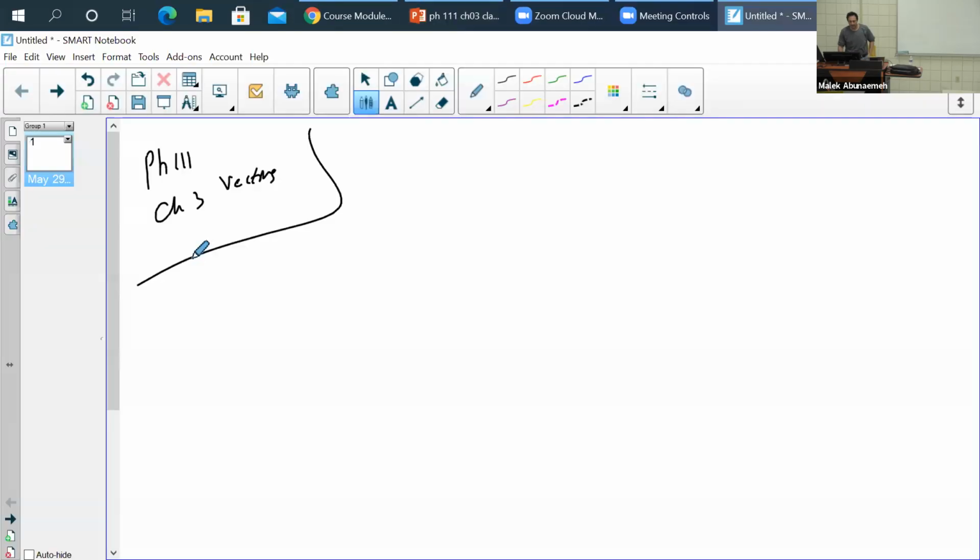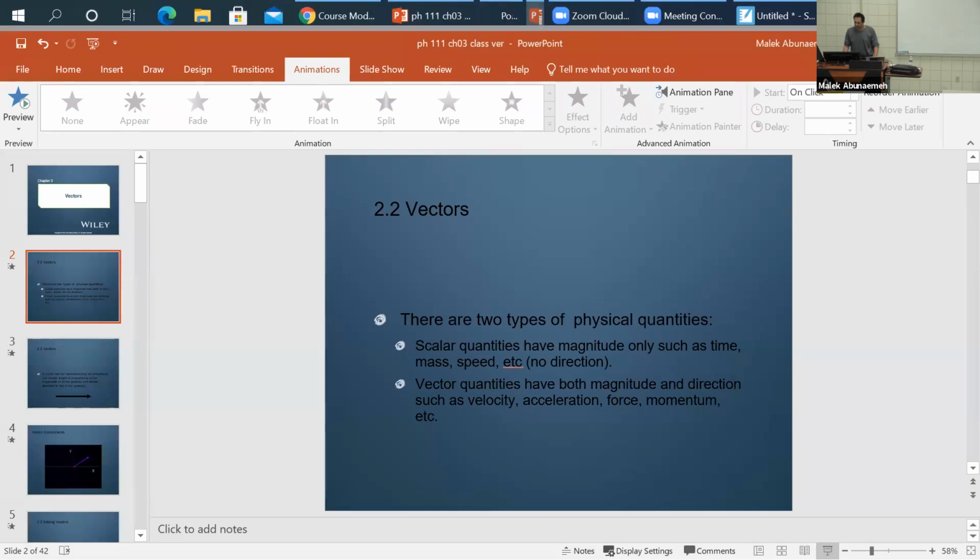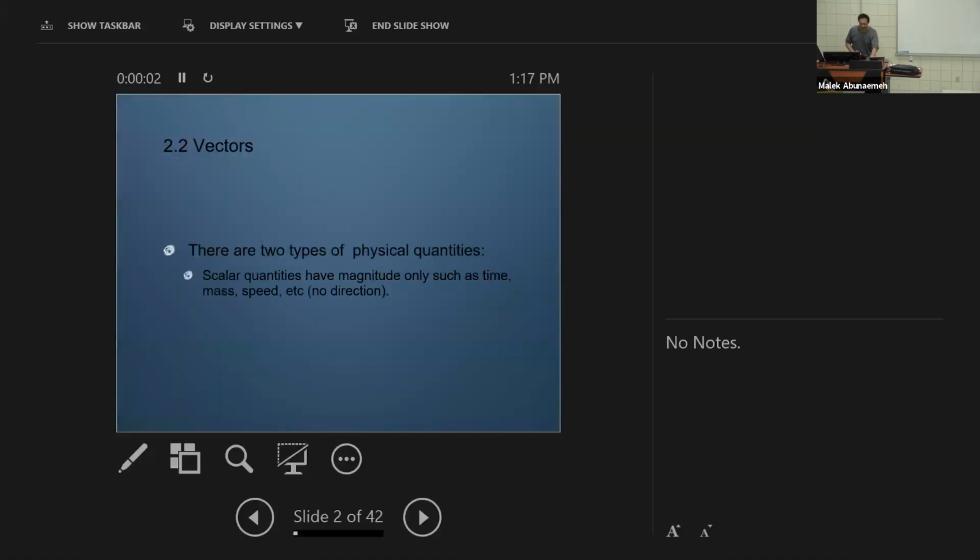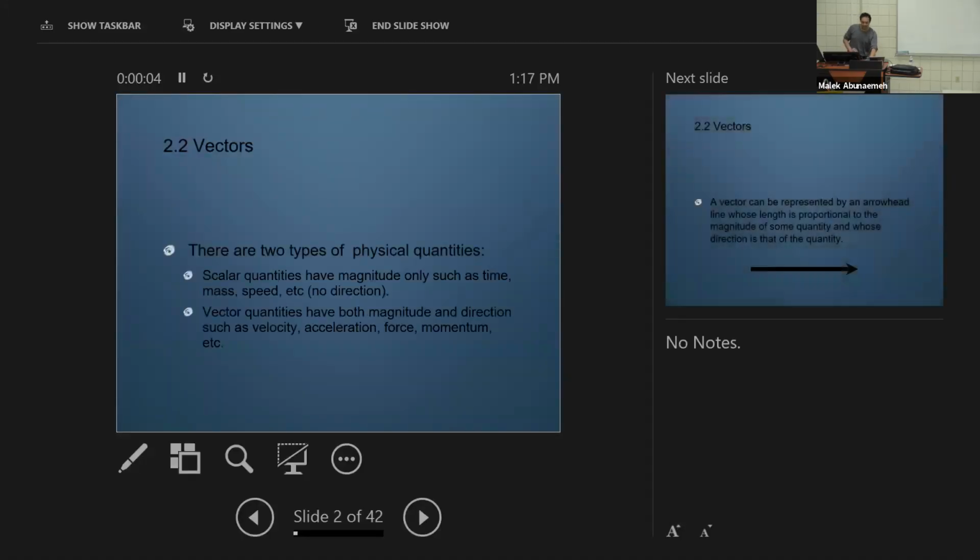So this is going to be PH 111, chapter 3, which we're going to be talking about vectors. So let's define what a vector is. Now, there are two types of physical quantities. There's scalar quantities, where the direction does not matter, such as time.